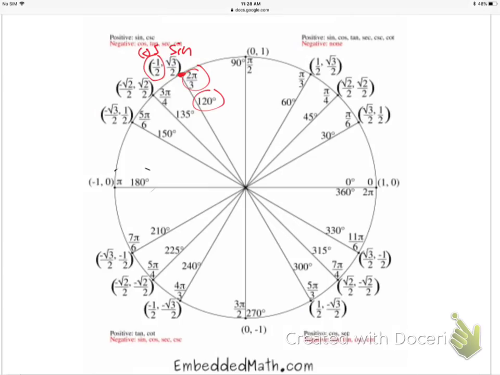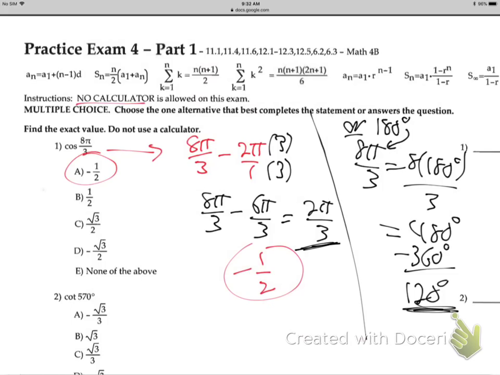Just like that. That okay? Everybody see how I found it there? 120, 2 pi over 3. So either convert to degrees by putting in 180 for pi, or stay in radians, either one.